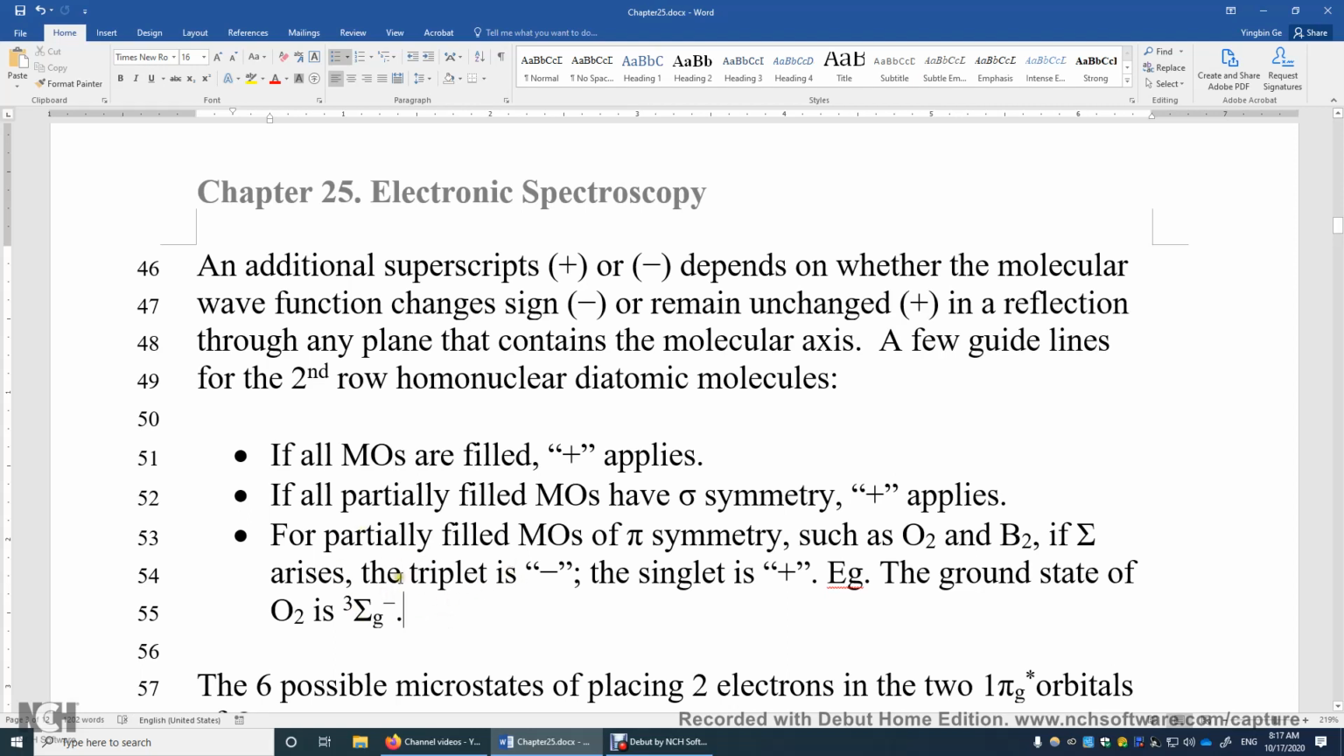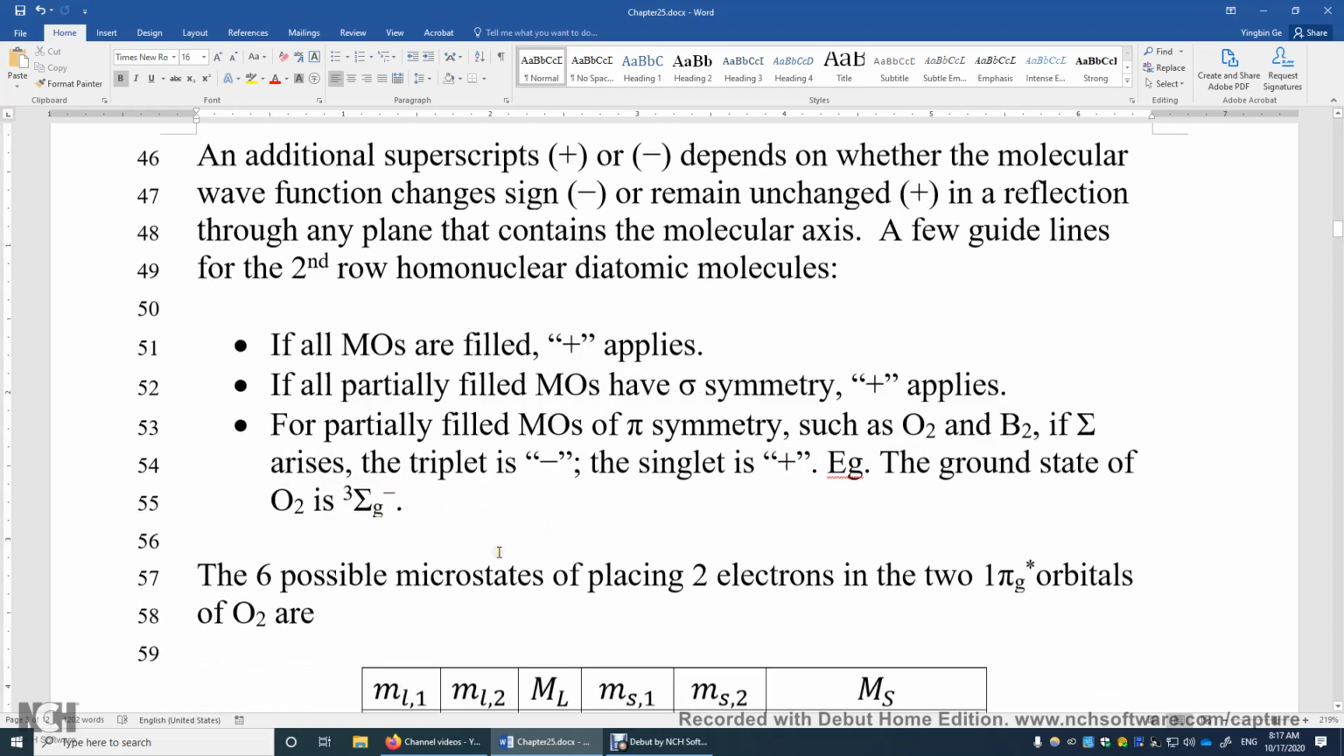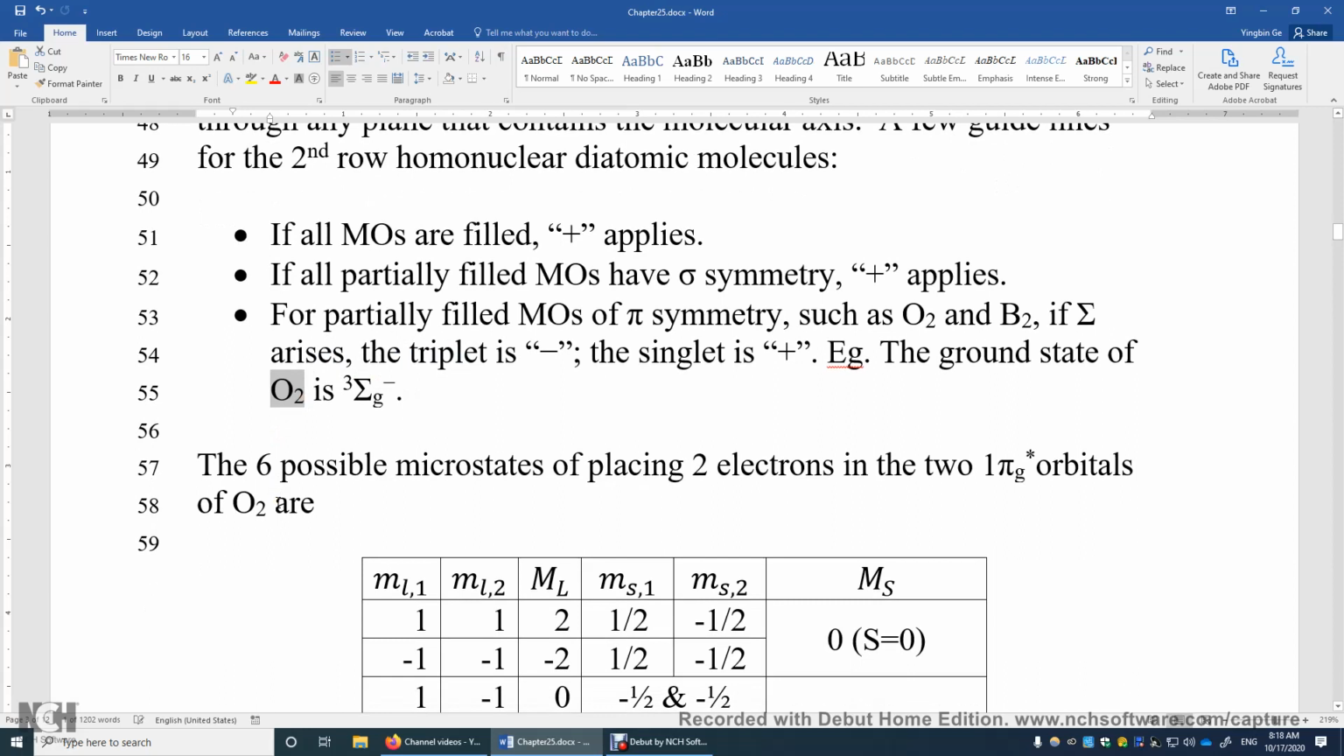So really, how do we get this plus minus? You have to look at the wave function of this molecular term, and then look at the symmetry of the electrons and determine if it's plus or minus, symmetric or anti-symmetric with respect to a reflection regarding a symmetry plane that contains the molecular axis. For convenience, you use the three rules to determine whether it's plus or minus. Since we were talking about O2, I want to write out the 6 possible microstates of the O2 molecule when we place 2 electrons in the 2 degenerate 1πg* orbitals.